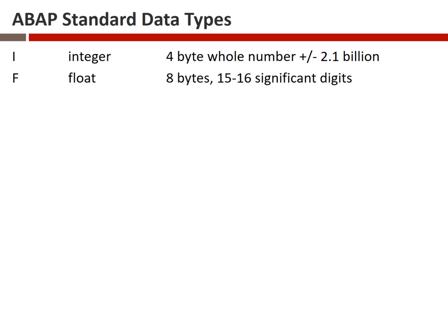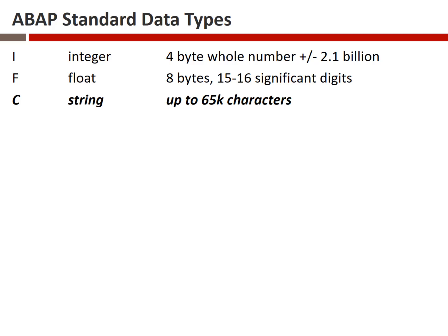Data type F, or float, is also a complete data type. All we need to do is say I want a data object of type F, and I get a floating point data object. 8 bytes of storage is allocated, so we can store a decimal number with 15 to 16 significant digits. Well, our first incomplete data type is C.